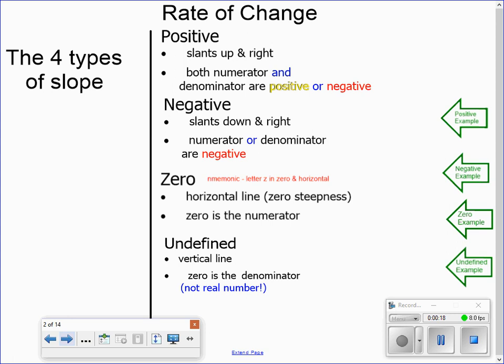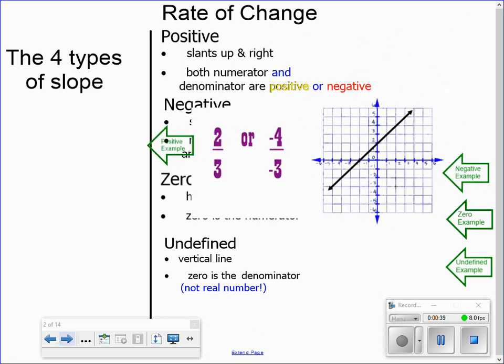So let's review a little bit about slope. If you recall, slope tells us the direction and the steepness of a line. And there are four different types of slope that we could have. We could have a positive slope, we could have a negative slope, we could have zero slope, or we could have undefined.